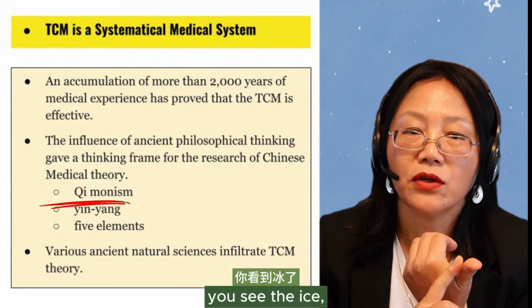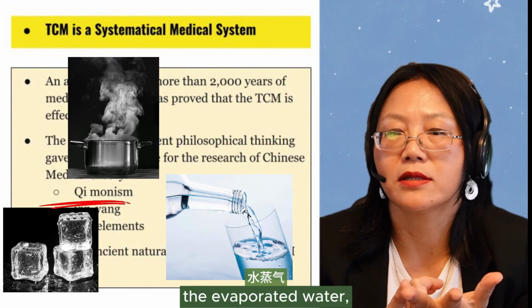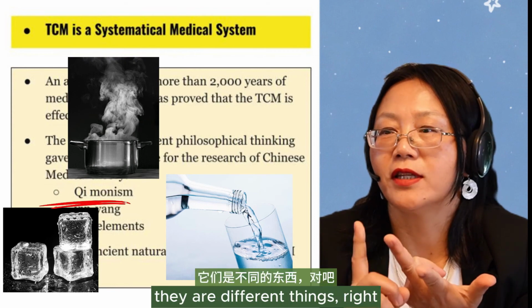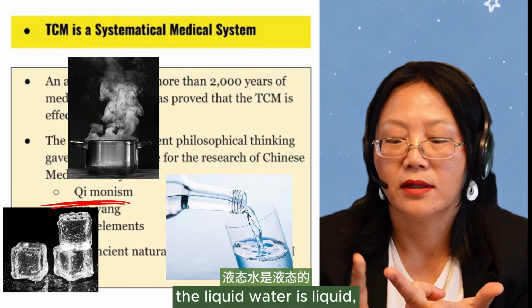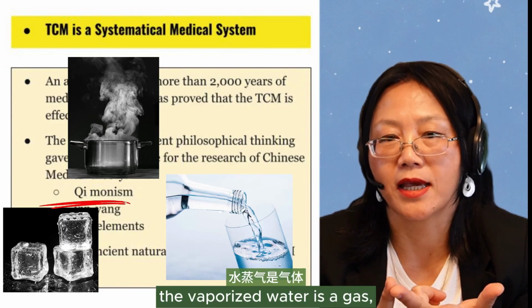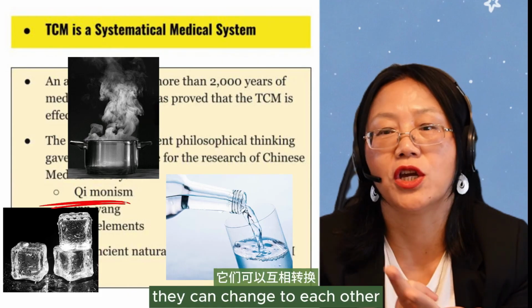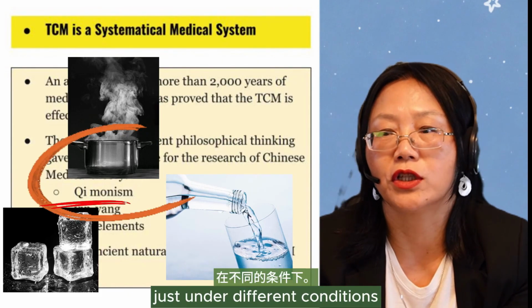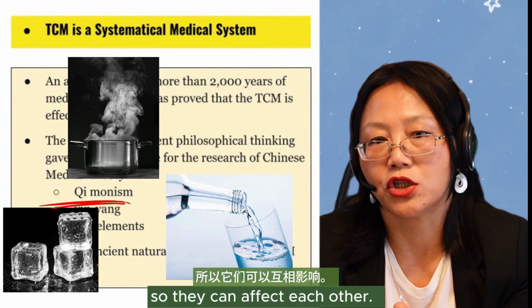It's actually easy to understand this part. For example, you see the ice, the liquid water, the evaporated water. They are different things. Ice is solid, the liquid water is liquid, the evaporated water is gas. They are different, but common sense tells us they can change into each other just under different conditions. They are all made of Qi, so they can affect each other.